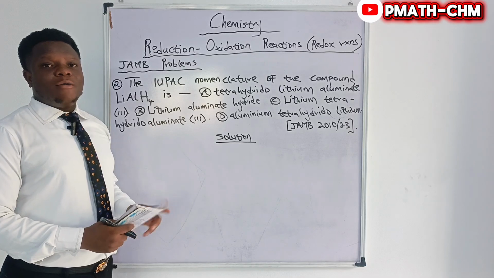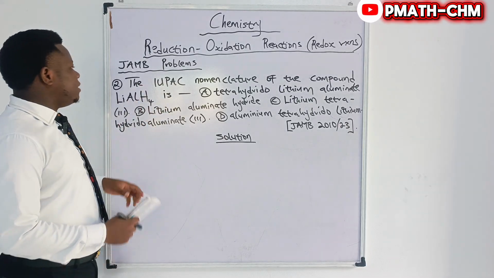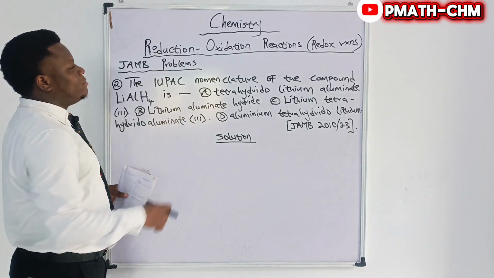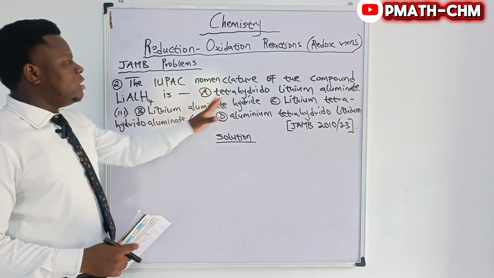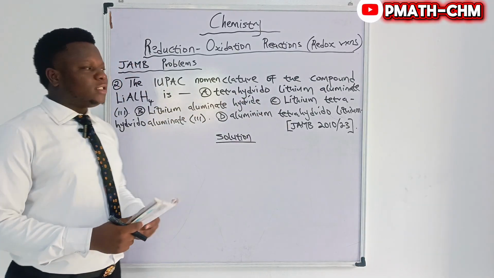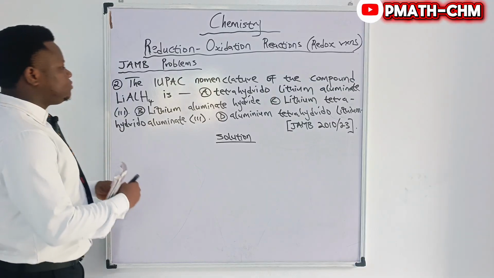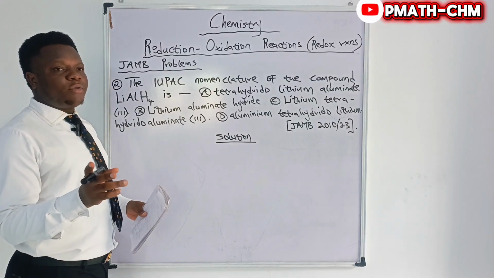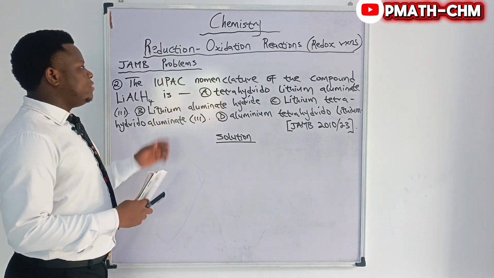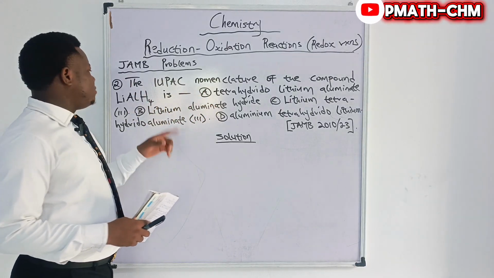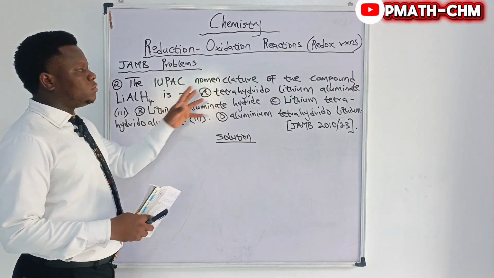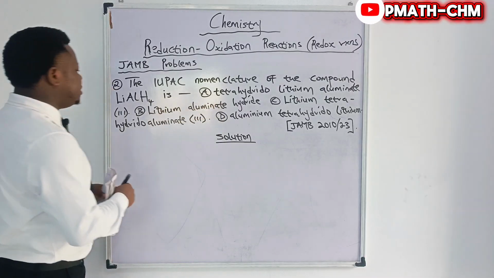All right. Now, let's look at this second example. The IUPAC nomenclature of the compound LiAlH4 is dash, and then you have your options. This is JAMB 2010, number 23. In the previous example we just did, we were given the name and asked to look for the formula. Now we're being given the formula, and we're told to write the IUPAC name. So what do you do in this case?